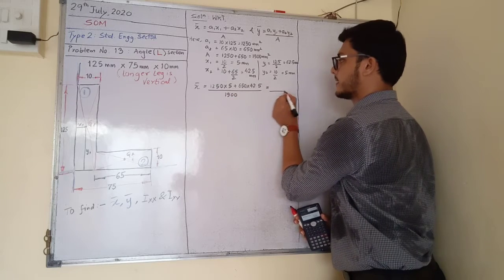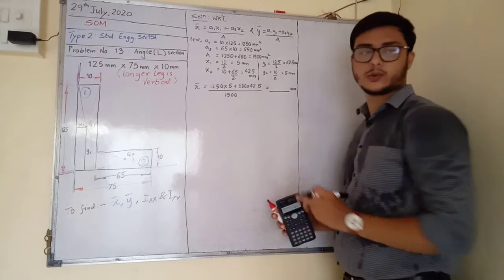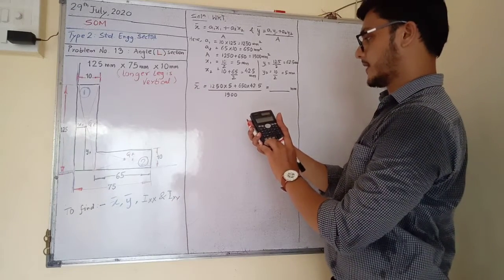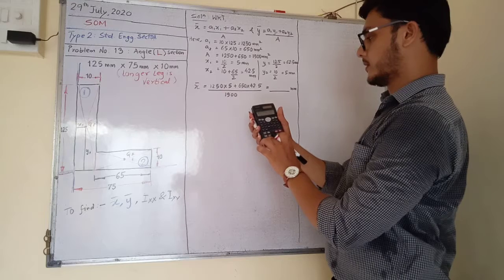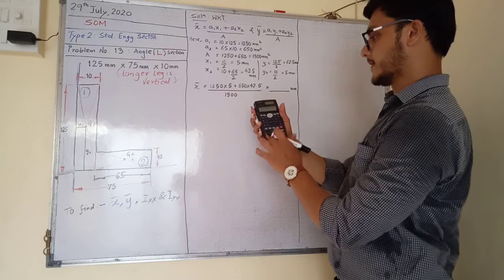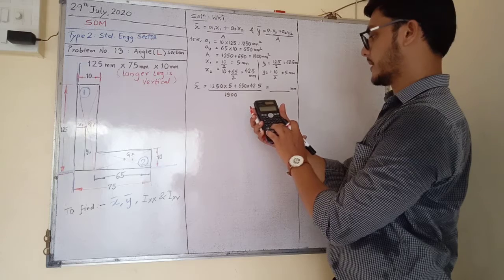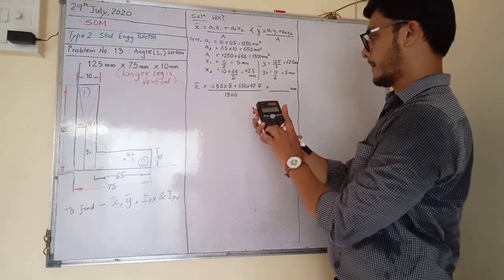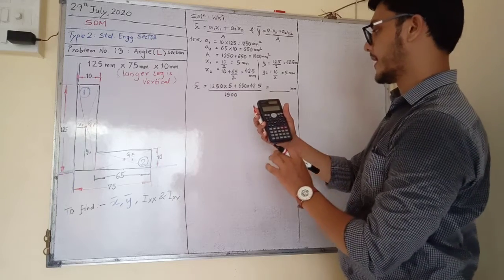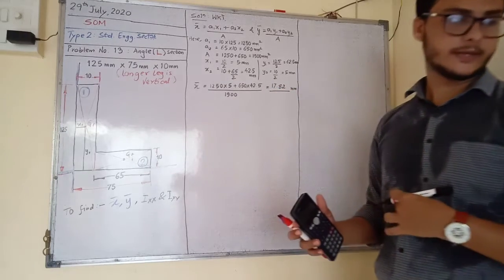On solving this in the calculator you will get its value in millimeter. A1 x1 plus A2 x2 upon total area. So I will calculate the value over here: open double bracket, 1250 into 5 plus 650 into 42.5, close the bracket, divide by 1900, close double bracket. I am getting the value as 17.82. X bar is 17.82.